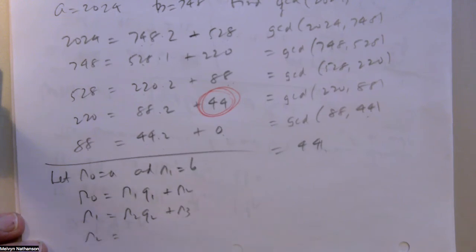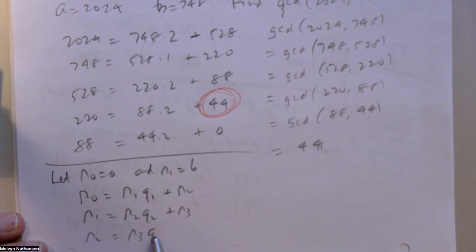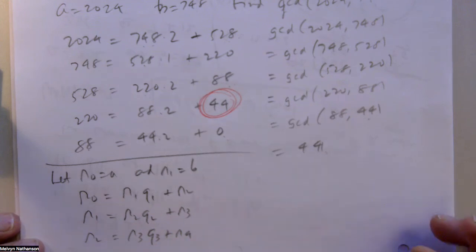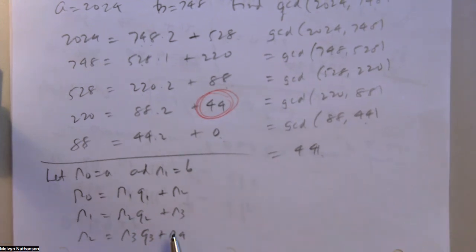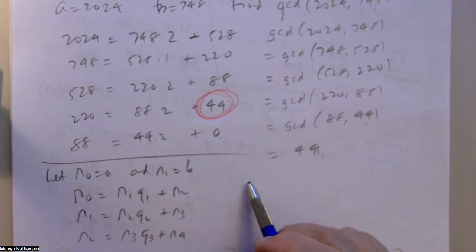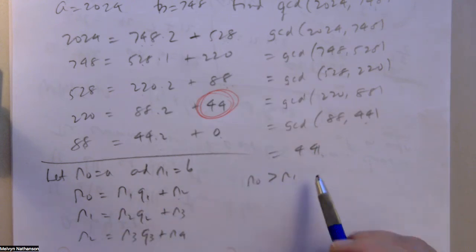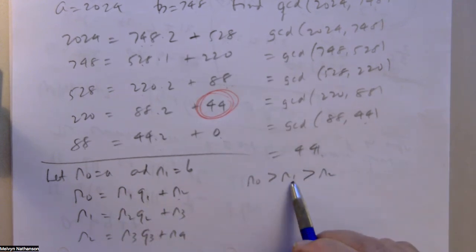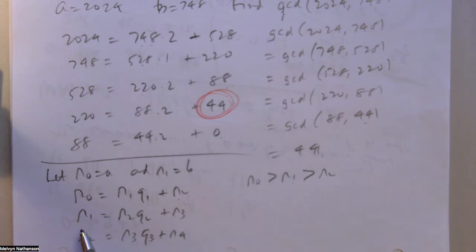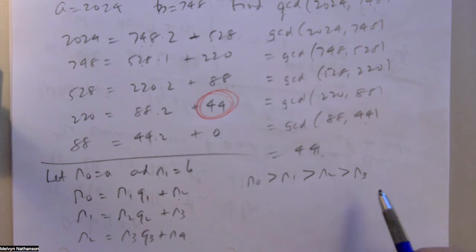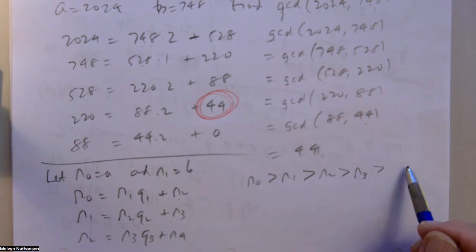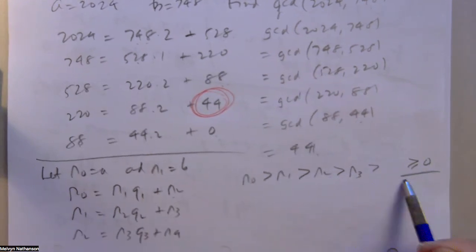Then you take R2, you divide it by R3, you get a quotient Q3 and the remainder R4. And the important thing is in long division, the remainder is always less than what you're dividing by. So I have A and B, I let A be the larger of the two. So R0 is bigger than R1. And when you divide by R1, you get a remainder, R2, which is less than R1. When you divide R1 by R2, you get a remainder, which is less than R2. You get this strictly decreasing sequence of numbers, but they're all non-negative.